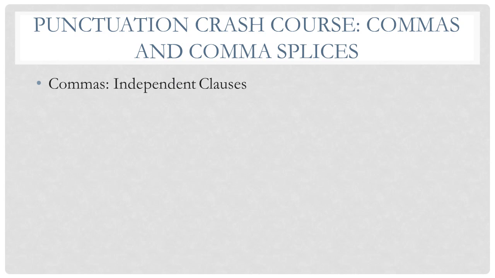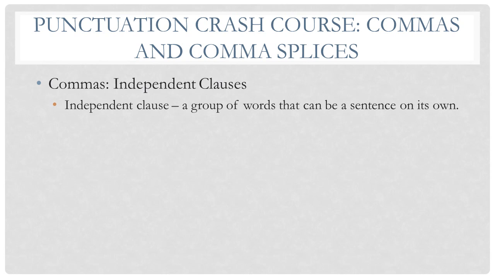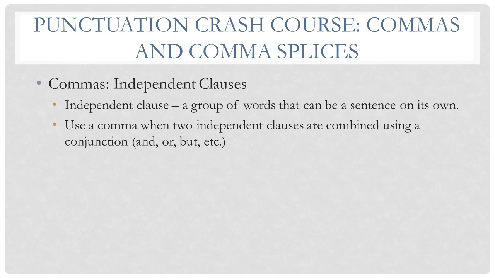Another time we use commas is with independent clauses. An independent clause is a group of words that can be a sentence on its own. So we need to use a comma when two independent clauses are combined using a conjunction. Remember, our conjunctions are and, or, but, etc. I love to read, but I hate going to the library. I love to read is an independent clause. It has a verb-noun combination. And I hate going to the library is also an independent clause, with its own verb and noun combination. When I'm putting these two together with the conjunction but, then we need to use a comma. I love to read, but I hate going to the library.